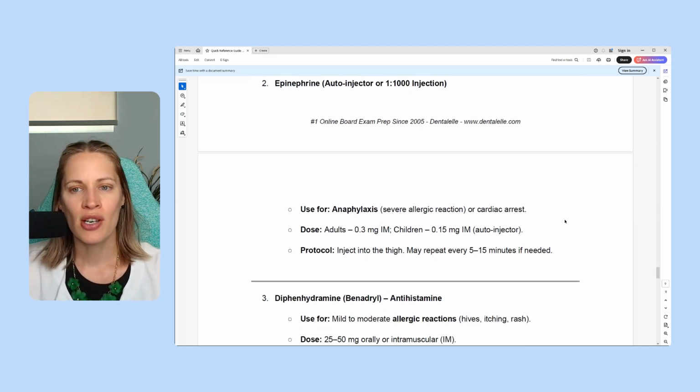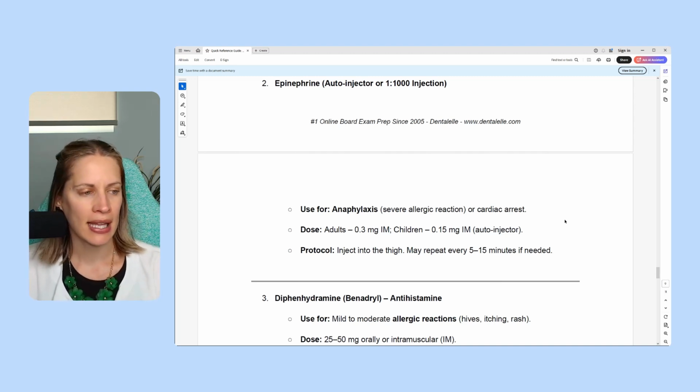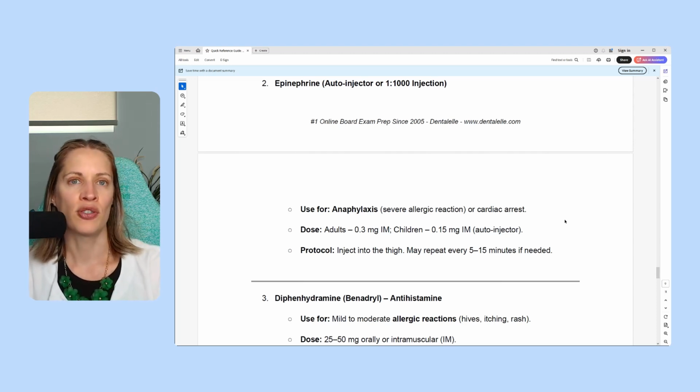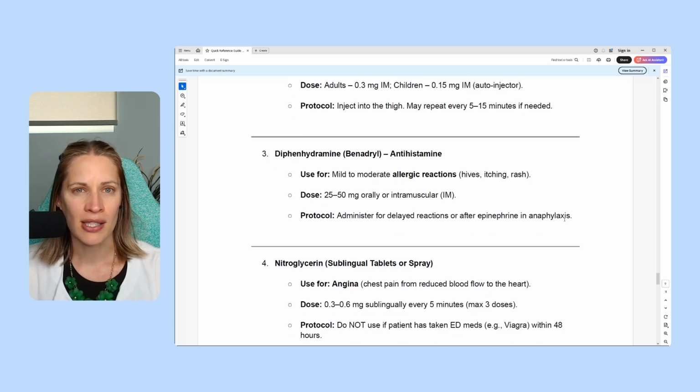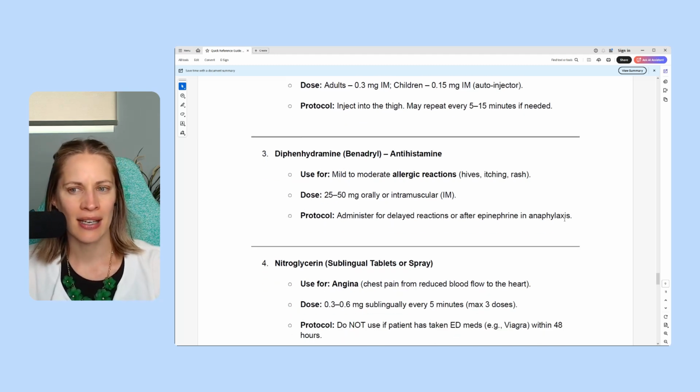There's epinephrine, which is an auto injector. So, this is for a severe allergic reaction, or they're having a heart attack. You need to inject epinephrine, and that will kind of help to bring them back. Like, say they have an anaphylactic shock, they need this epinephrine to bring them back and get them out of that anaphylactic shock. Diphenhydramine. So this is an antihistamine against an allergic reaction.